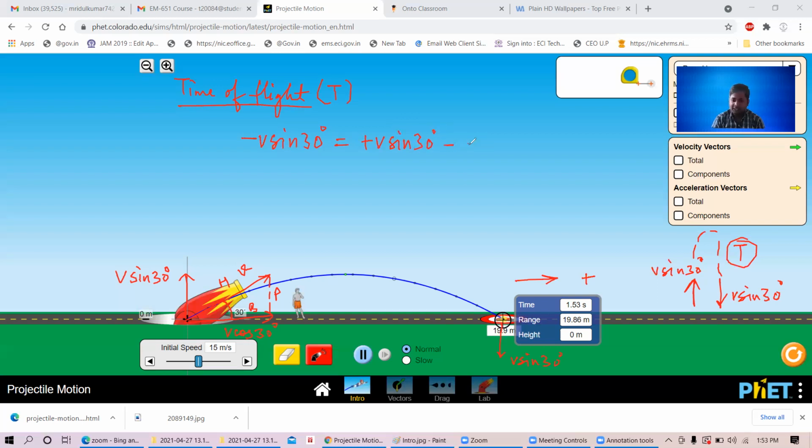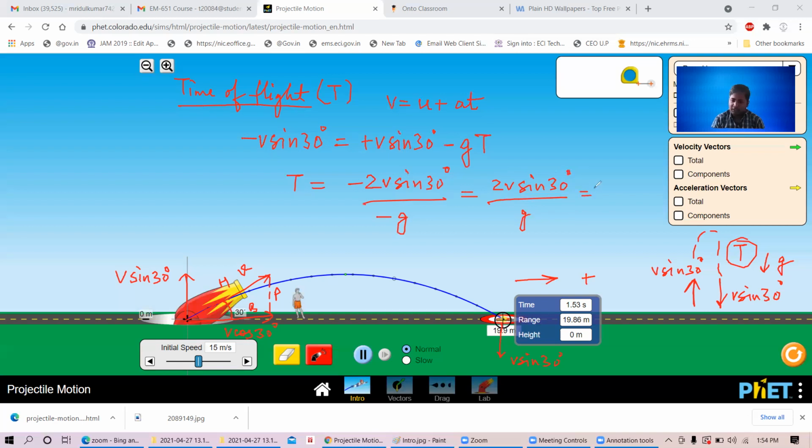minus g. Why are we using minus g? Because the acceleration due to gravity is in the downward direction. So minus g into t. So we are using the equation v is equal to u plus at. Okay. So we have the time of flight is equal to this plus v sine 30 goes over there. So this is minus 2v sine 30, and we can find it as minus g. So we can see that it is equal to 2v sine 30 by g.